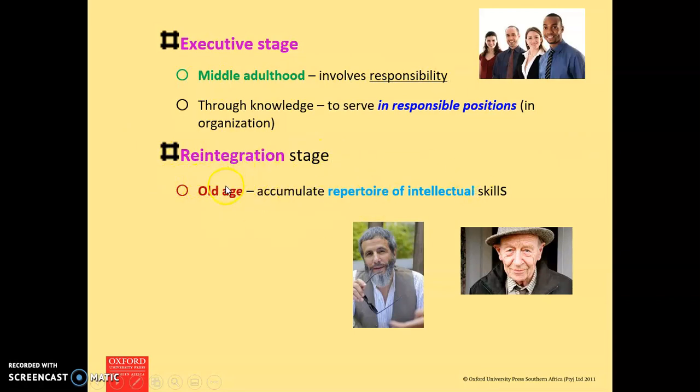At this stage, individuals accumulate more intellectual ability and skill. They have more experience, so they accumulate a repertoire. That means they become the place where anyone wants to refer to them. So they also become the reference point where the younger ones go and see them. They become the mentor to the younger ones at this stage.